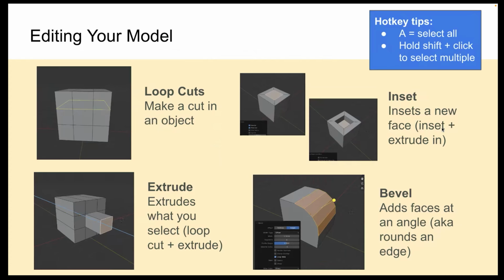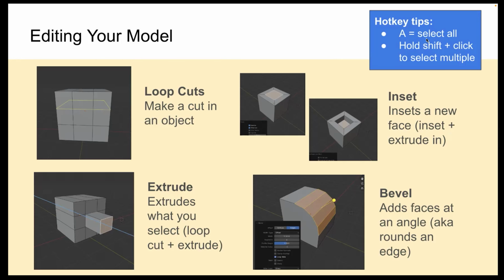And then this kind of goes over what I was saying with visuals. So loop cuts make a cut. Extrude extrudes a part of the object. Inset, you can kind of cut a little hole and then extrude inwards to make a hole in the object. And then bevel rounds the side of it.